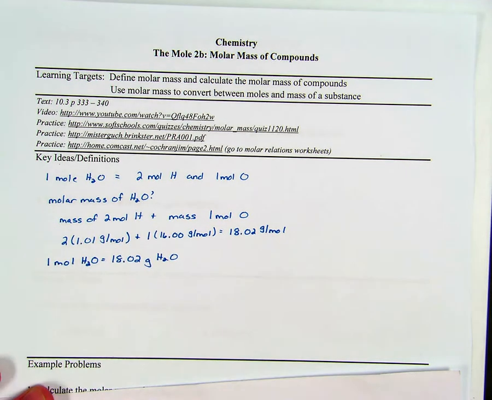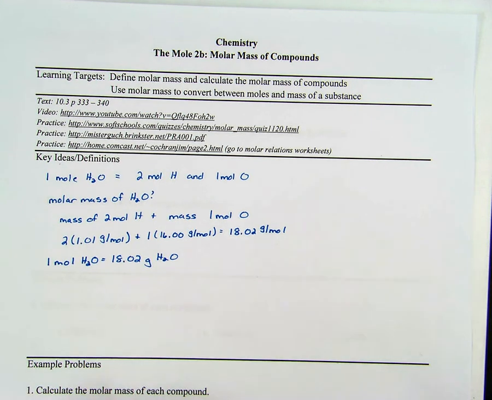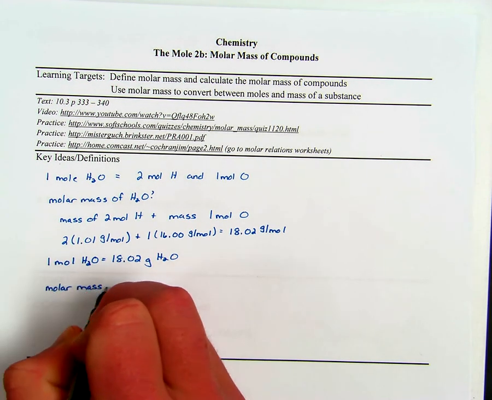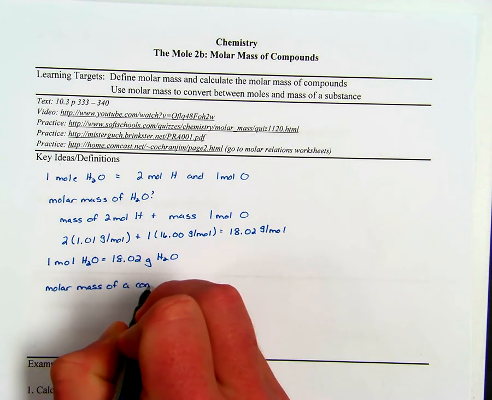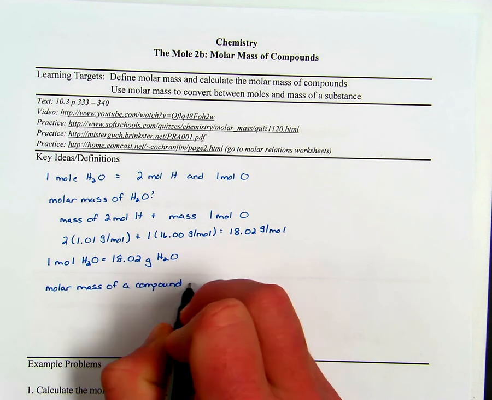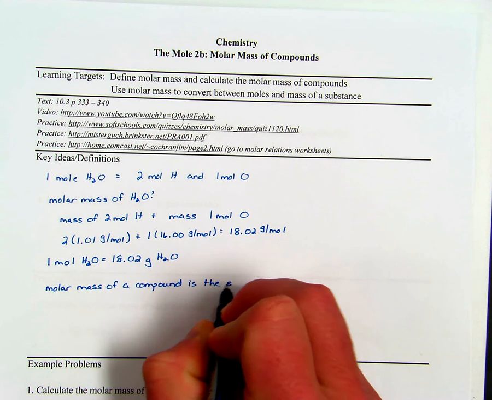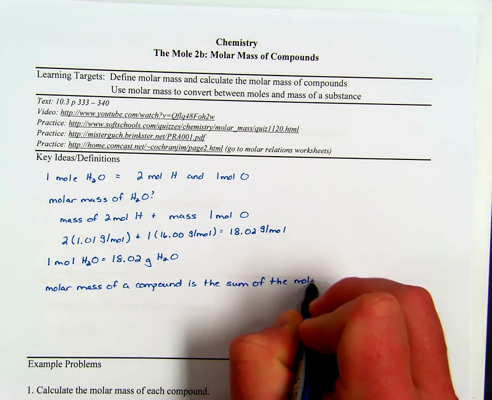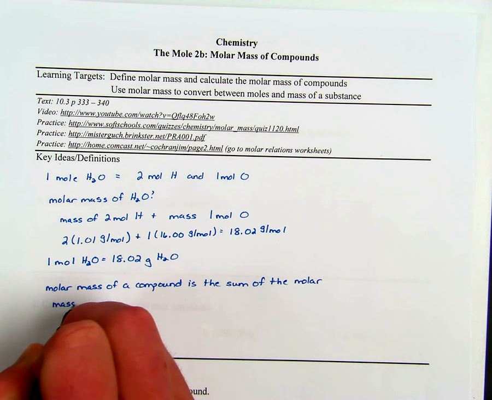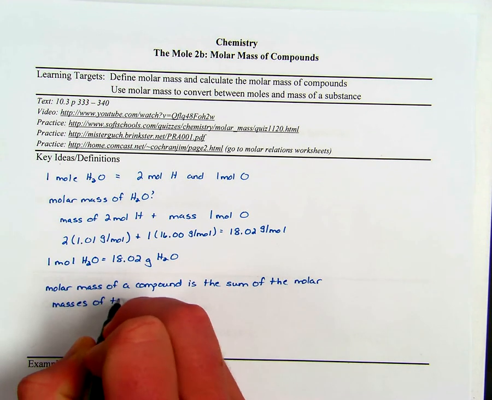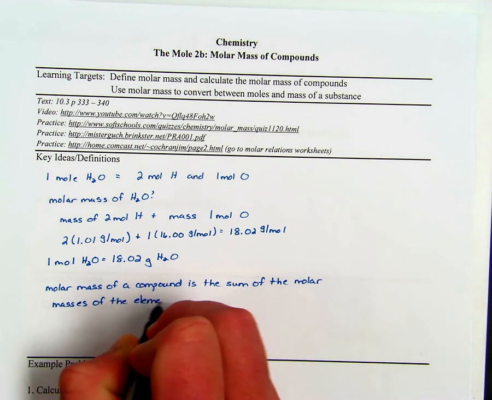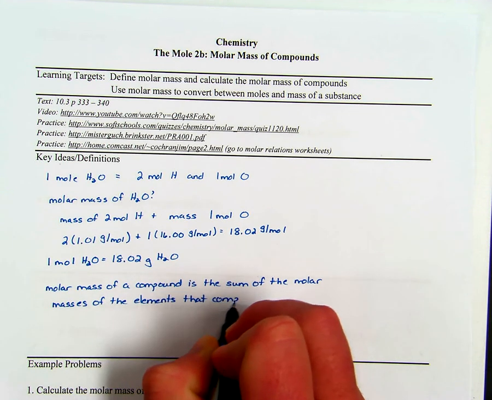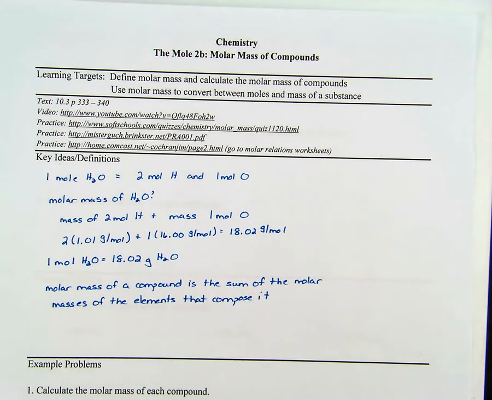So the moral of the story here, I'll just jot this down, is the molar mass of a compound is the sum of the molar masses of the elements that compose it. We just add them up. That's all we have to do.